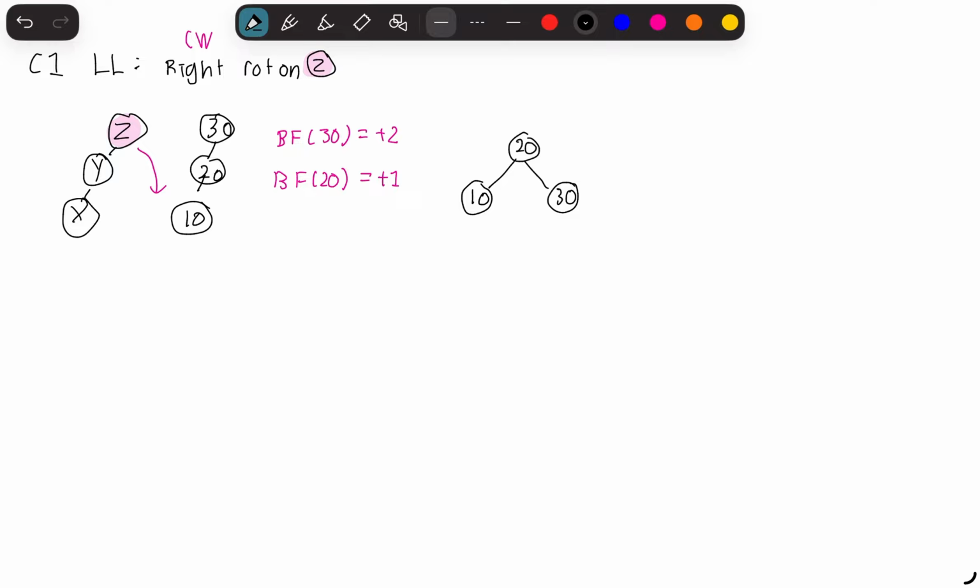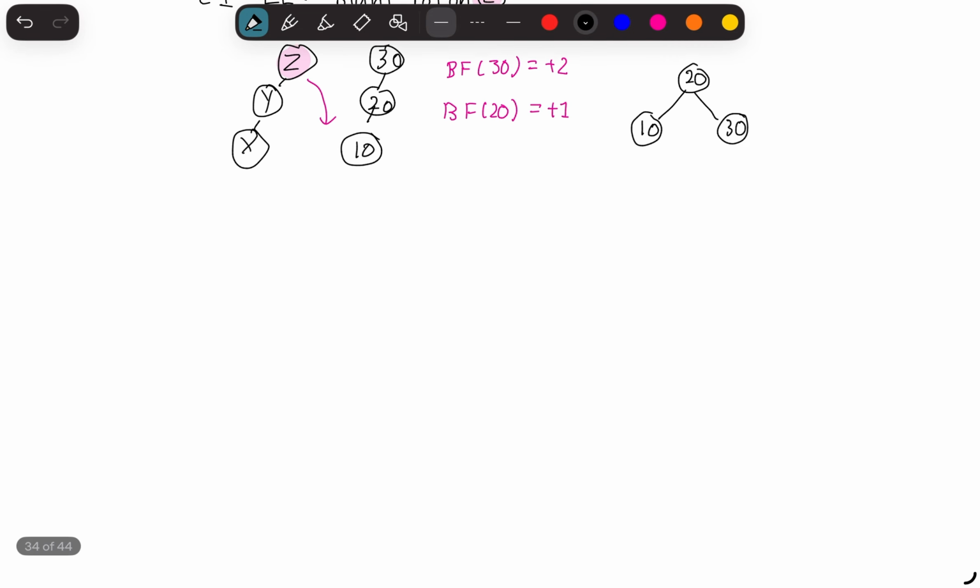And this makes sense because now our tree matches the AVL property of having each of these nodes having a balance factor that is less than the absolute value of 1. And we can also see that it satisfies the binary search tree requirement, where all the values of the nodes on the left side of the root are less than, and on the right side they're all greater, because 10 is less than 20 and 30 is greater than 20.